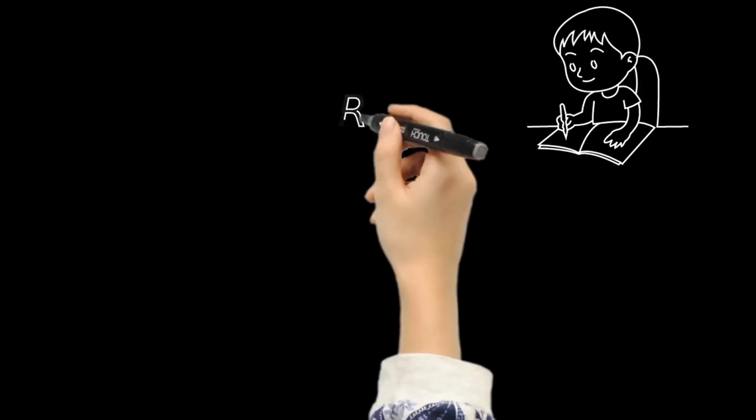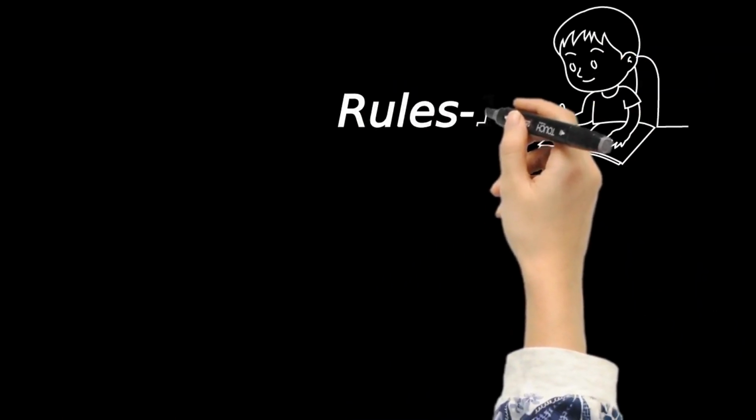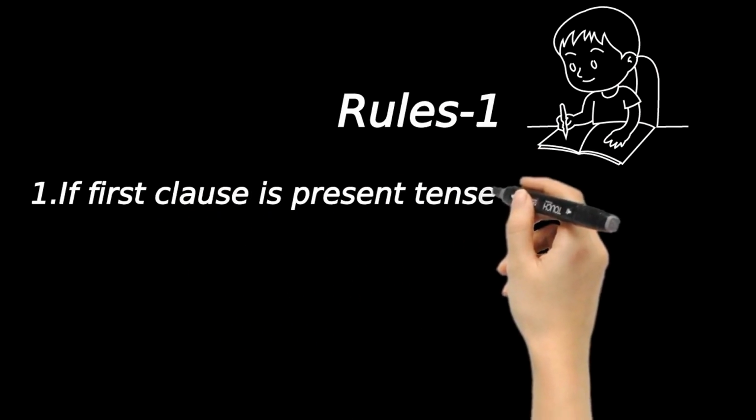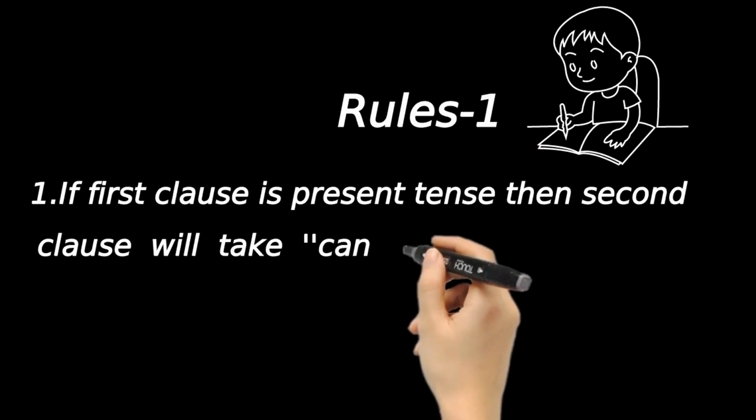Again, watch. If the first clause is present tense then the second clause will take cannot. If the first clause is past tense then the second clause will take could not.